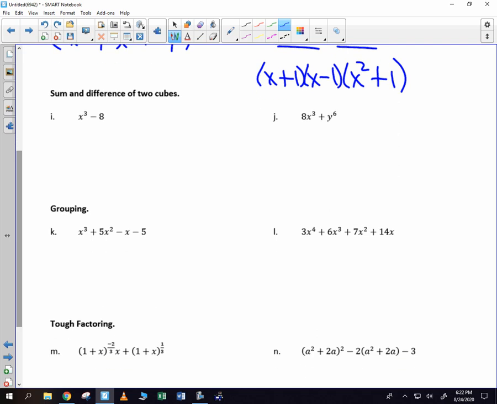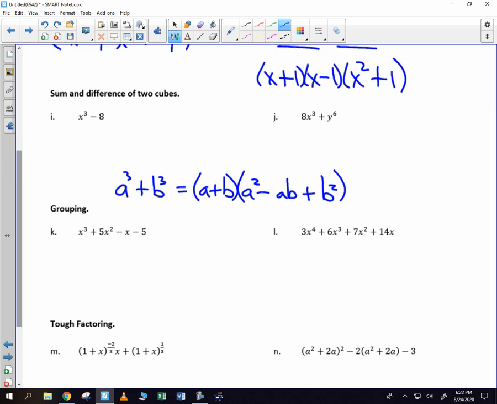Cubes. The formula for sum and difference of cubes goes as such. A cubed plus b cubed factors to a plus b. Then we square the front. We square the back. We multiply the two together. Last part is always plus. This part is opposite what the first sign is.